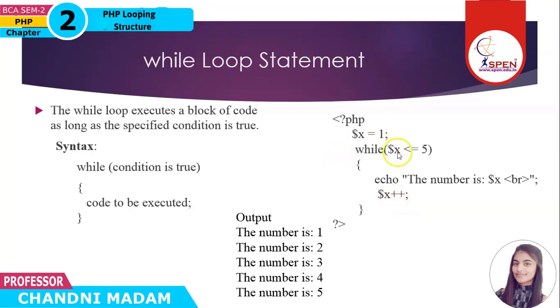Again it checks 3 less than or equal to 5. Here the condition is true. So 3, 4 and 5. Now 5 is less than or equal to 5, the condition is true, then it prints the number is 5. Again 5 plus 1, so it checks 6. 6 less than or equal to 5? Here the condition is false, so it ends the loop.